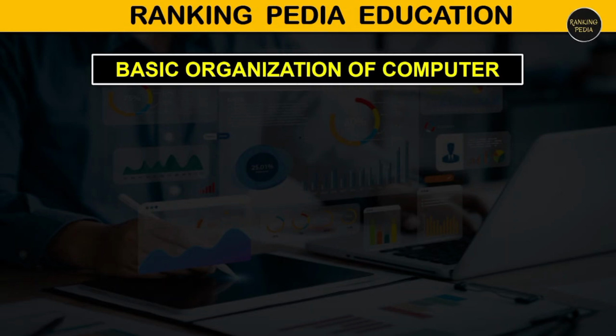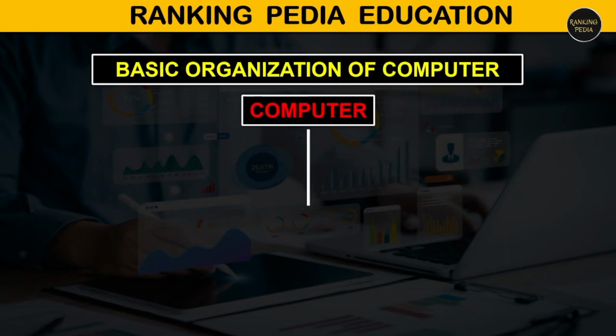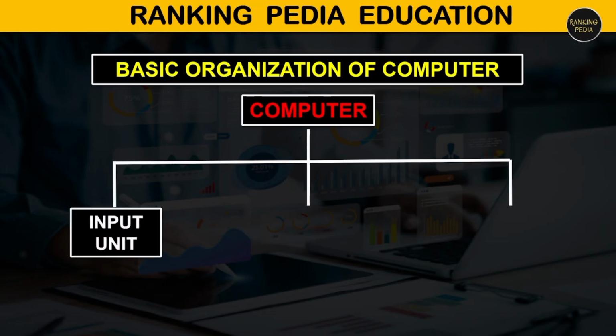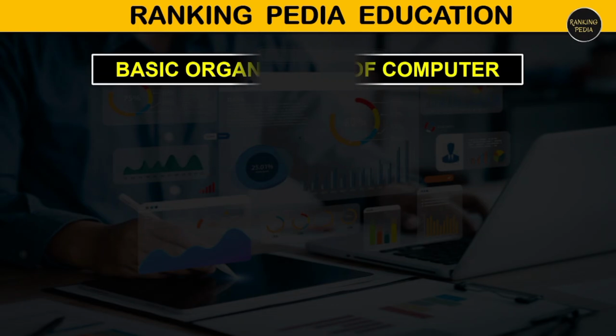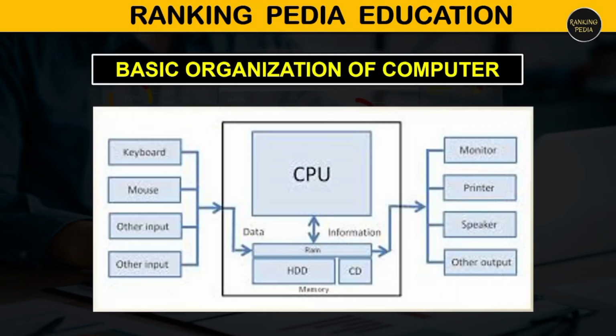So first we will discuss the basic organization of a computer. Computer is divided into majorly three parts. First is your input unit, second is your CPU, and third is your output unit. The computer system comprises these three important parts. This is the diagram of the basic organization of a computer.